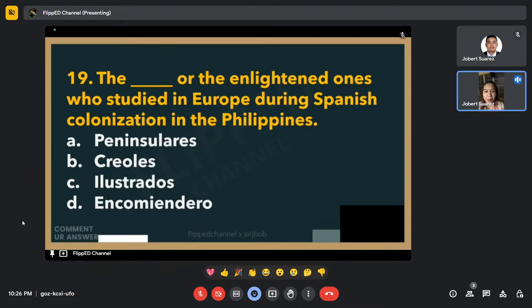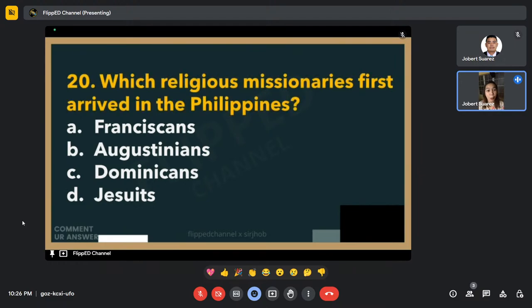All right, time is up. The correct answer is letter C. It's Ilustrados. Next, number 20. Which religious missionaries first arrived in the Philippines? First religious missionaries.